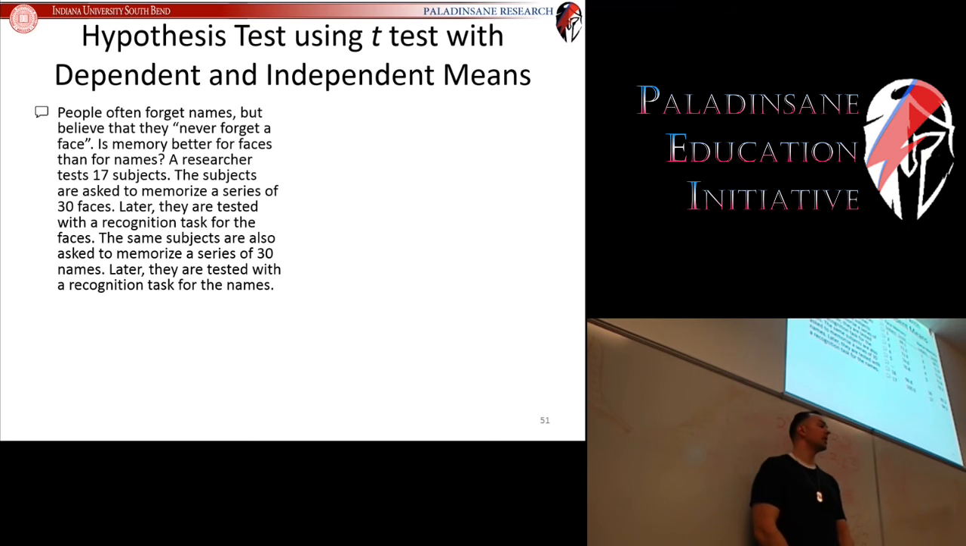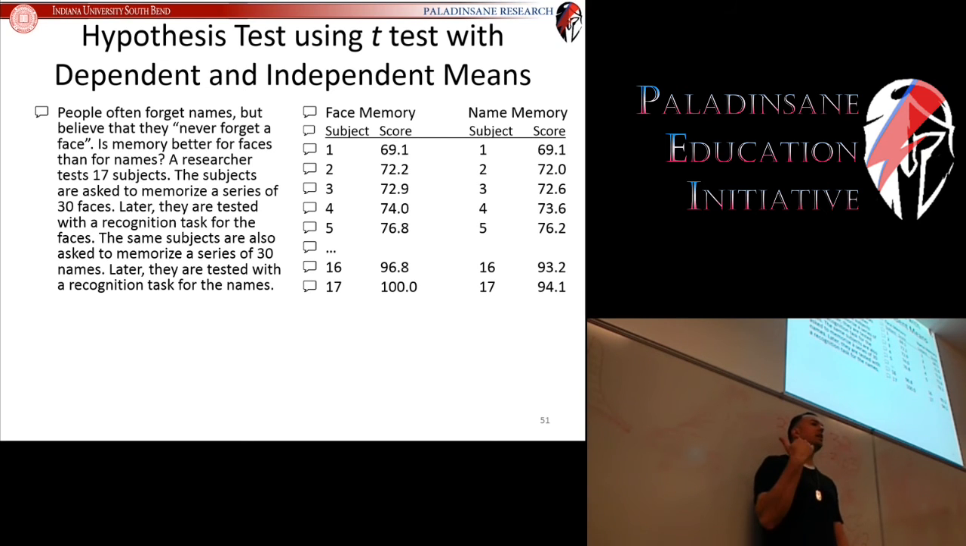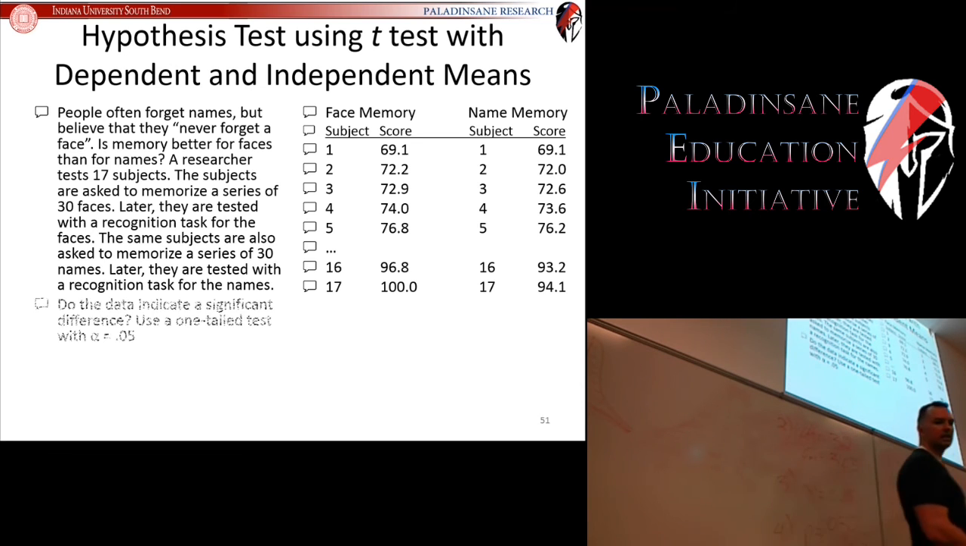So there are the scores, and the scores are exactly the same as we did in the previous example. The only difference here is that these 17 subjects over here are the same people as these 17 subjects over here. Subject number 1 here is the same person as subject number 1 here. Subject 5 over here, same person as subject 5 over here. Subject 16, same person as subject 16 over there. All the numbers are the same. All the data is the same. It's just that now it's come from a dependent means t-test. So do the data indicate a significant difference? Use a one-tailed test with an alpha of 0.05.